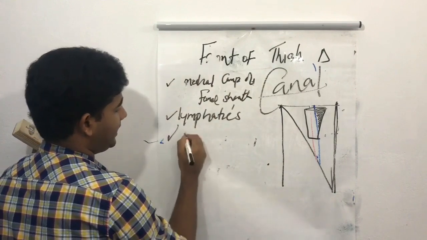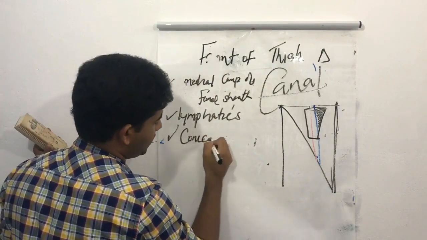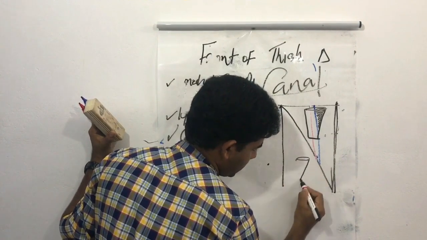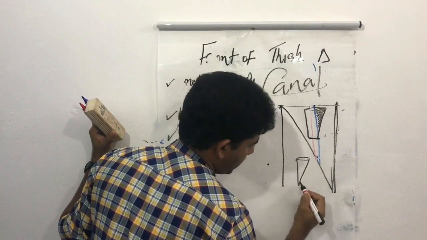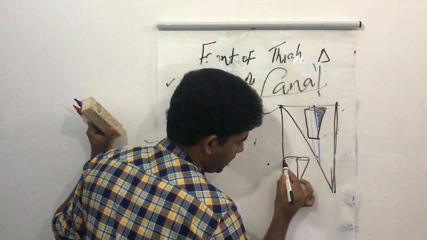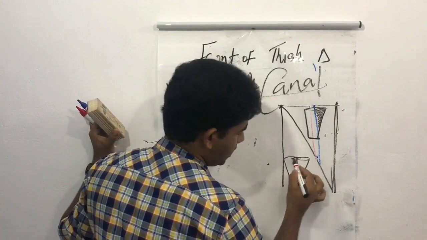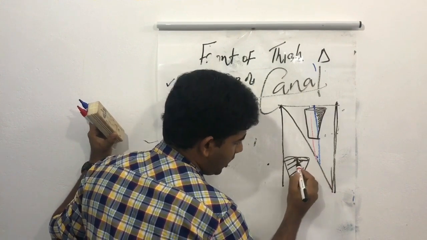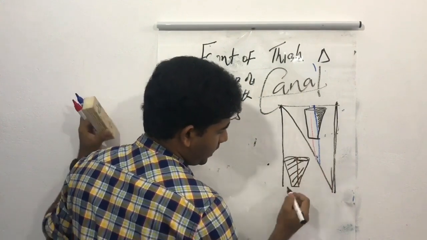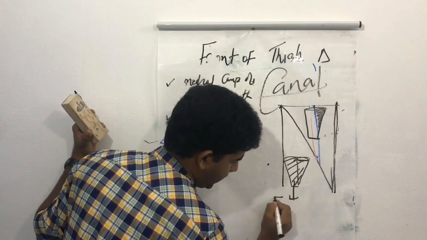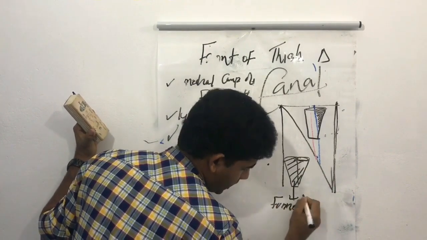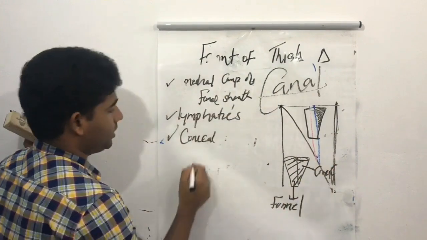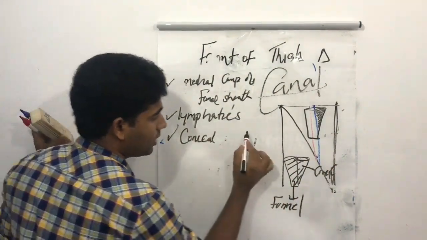Now it is conical in shape. Exactly speaking, this is conical in shape. This total thing is the femoral sheath, and inside, this conical part is known as the femoral canal. The femoral sheath can be better described as funnel-shaped, having a conical shape.